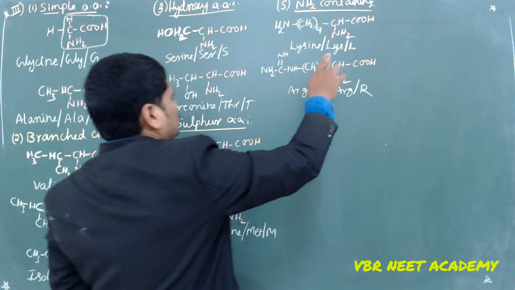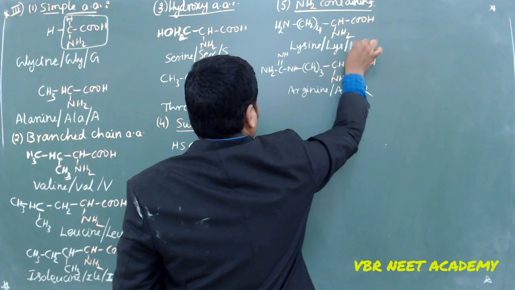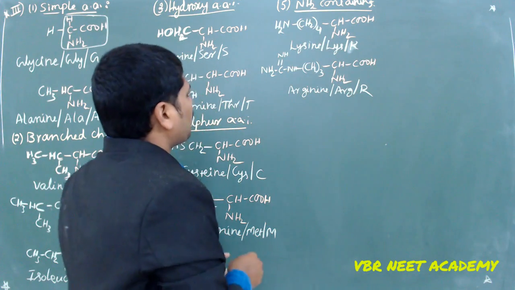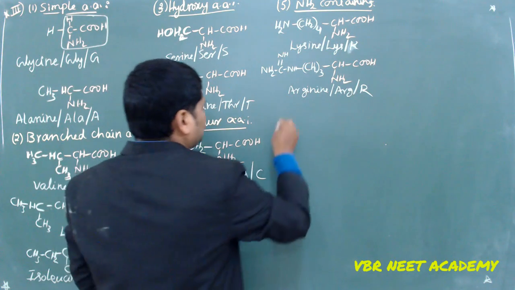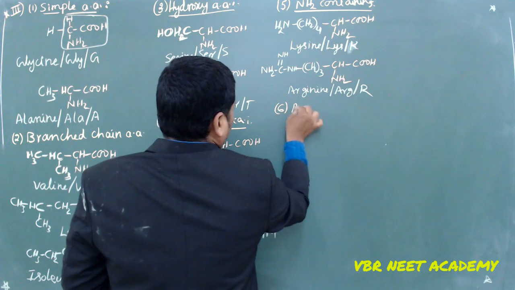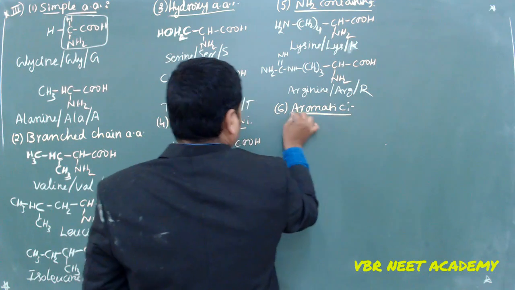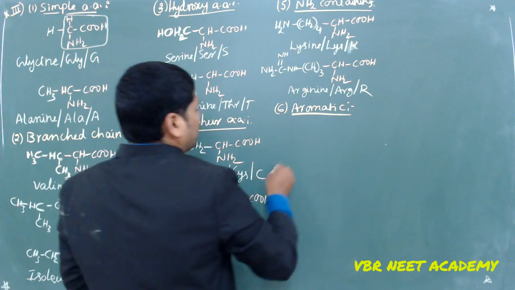And here the lysine is going to be K. Sorry, here this is K, not L. And next one, aromatic amino acids. Here I am going to write the first one.